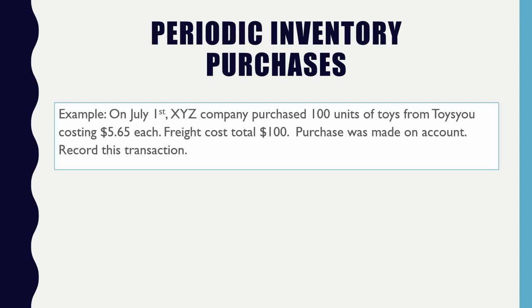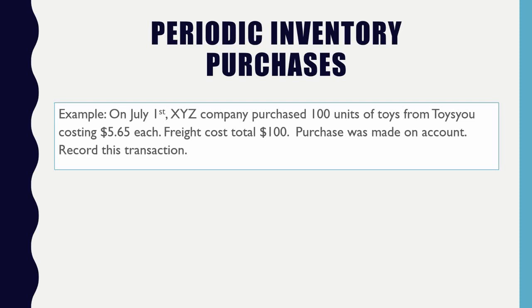And it cost me $5.65 each. Okay? The freight costs totaled $100. Okay? And the purchase was made on account. Okay? So let's go ahead and record this transaction.